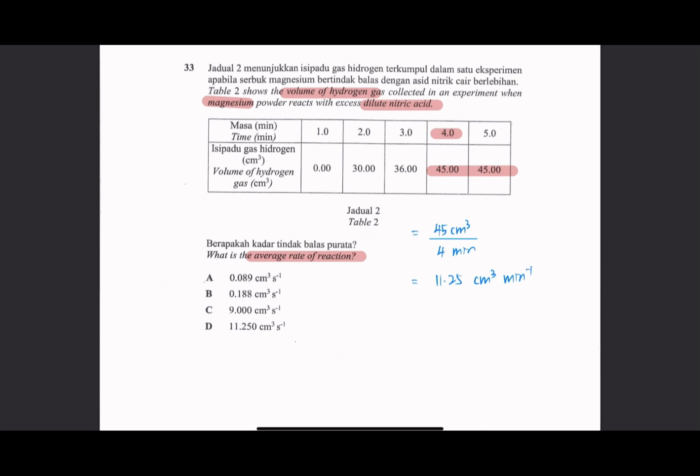Okay, the answer given is in seconds. So we have to change the minutes to seconds. So 4 minutes multiplied by 60 seconds. We calculate again. It is 0.1875 per second. So we round off, we take the answer B.